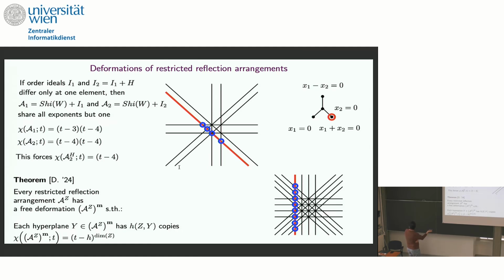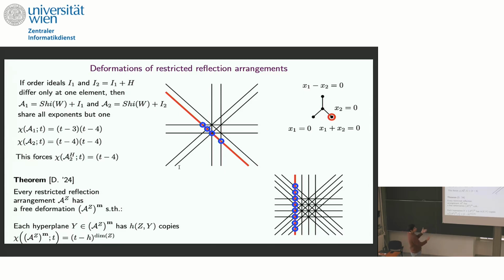So my theorem, I'm going to tell you a little bit more about it. This says that for every flat Z of my hyperplane arrangement, I can construct a deformation of the restriction A^Z such that its characteristic polynomial is (t minus h) to the dimension of the flat. Again, the number of regions here would correspond to fixed elements in the action on the parking space. I don't know how to label them in this way. I would love to be able to do it, but this is what I wanted to construct.